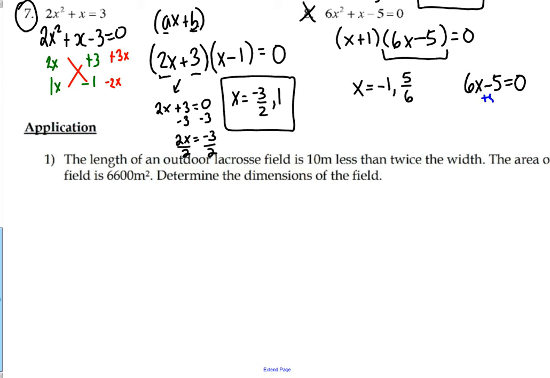Add 5. 6x equals 5, divide by 6. There it is, 5 over 6.